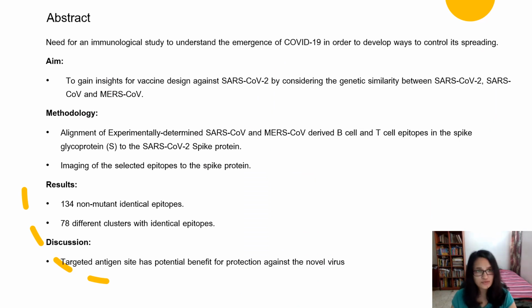For the past 2 years, the world is facing an onslaught of the COVID-19 outbreak caused by the novel coronavirus, the SARS-CoV-2. There is an urgent need for immunological study to understand this new virus, and to develop ways to control its spread. Our aim in this project is to gain insights for vaccine design against SARS-CoV-2 by considering the genetic similarities between SARS-CoV-2, SARS-CoV, and MERS-CoV. And these targeted antigen sites have potential benefit for protection against the novel virus.